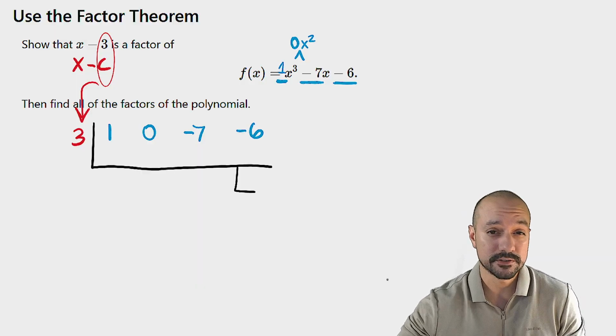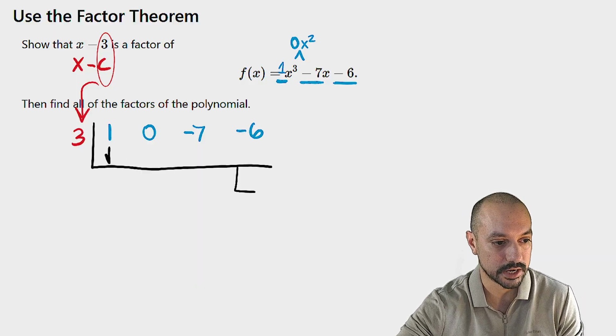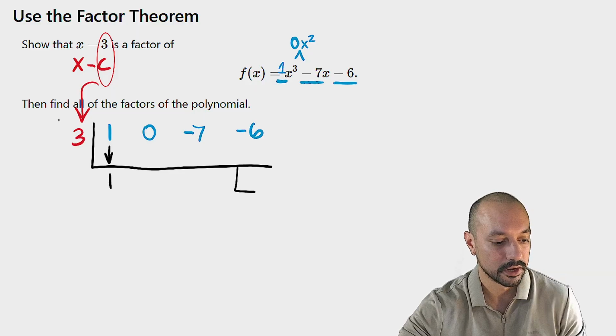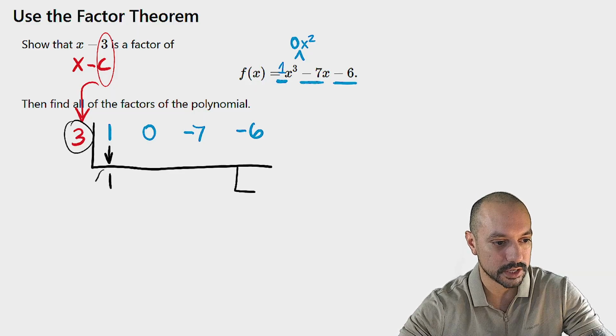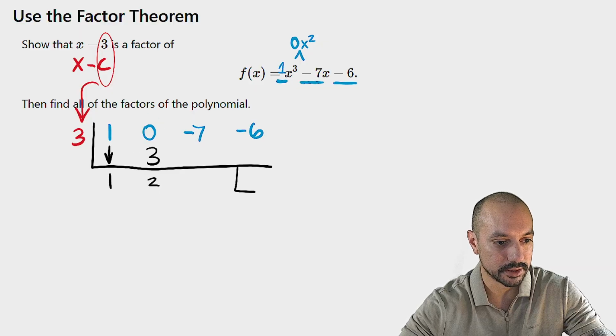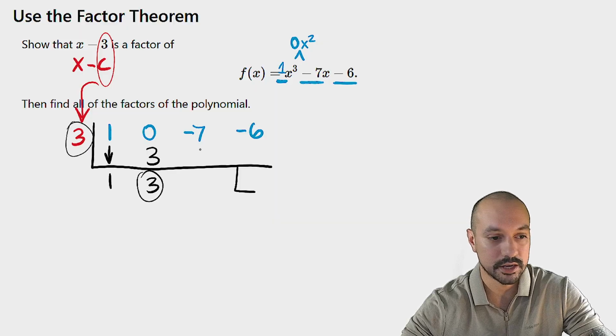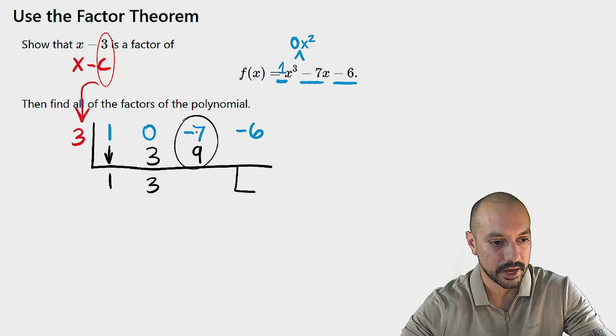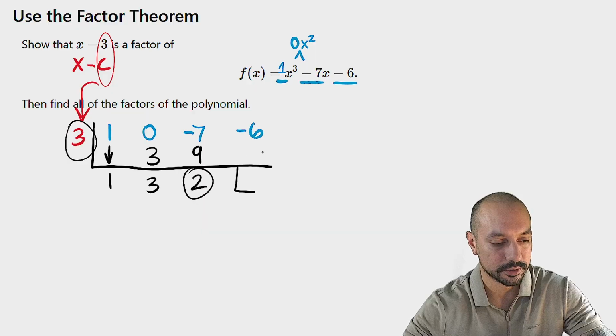Now remember, the first value in synthetic division goes straight down, it's just a copy and paste. From there, we do 3 times 1, that makes 3, and then we add. 0 and 3 make 3, and then we multiply. 3 times 3 makes 9, and we add. -7 plus 9, and we multiply. 3 times 2.